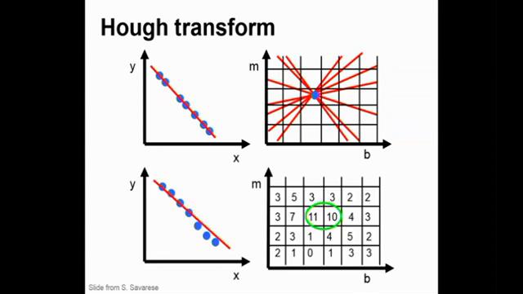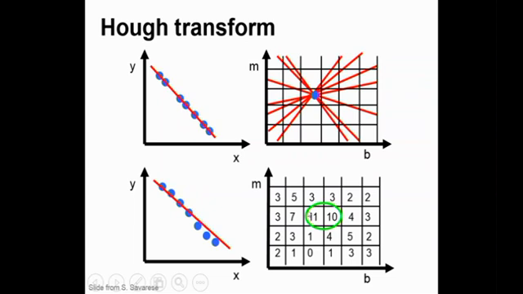And if you have a little bit of noise in your points, there might be a couple of values that have a large accumulation of points. So you'll choose the local maximum. In this case, it would be 11. In the illustration, it's saying that there are 11 points that agree with this estimate of your slope and intercept.